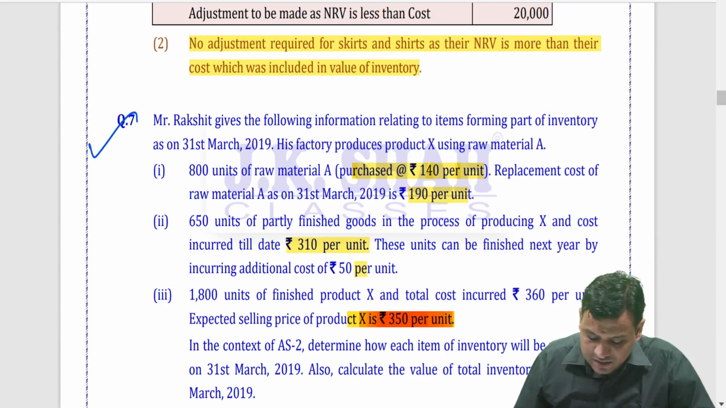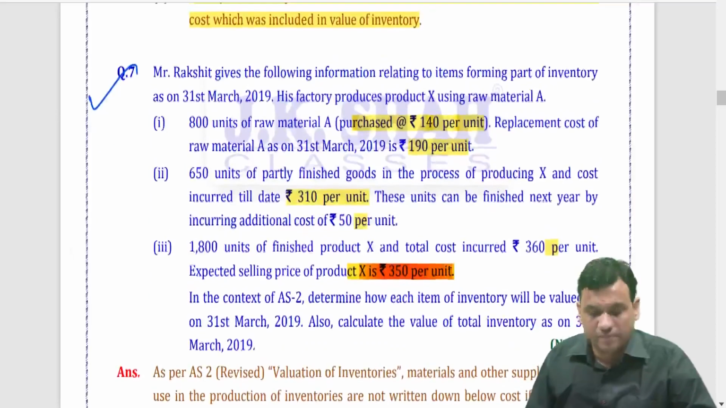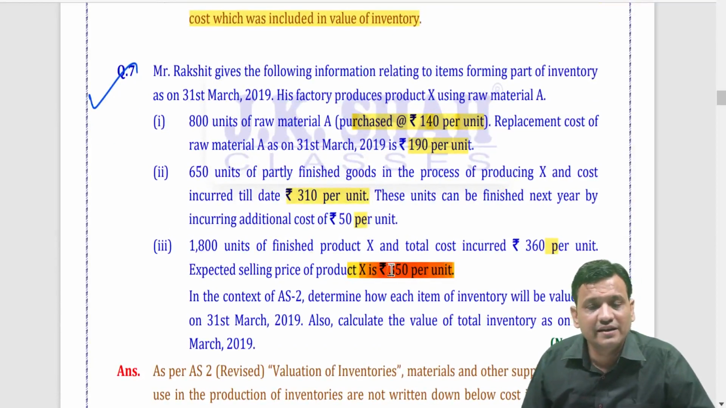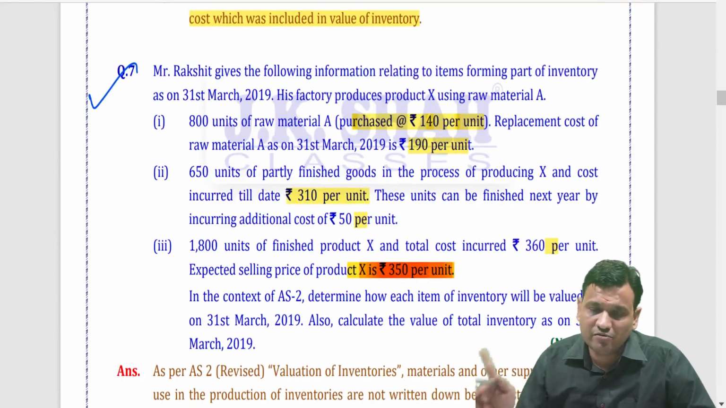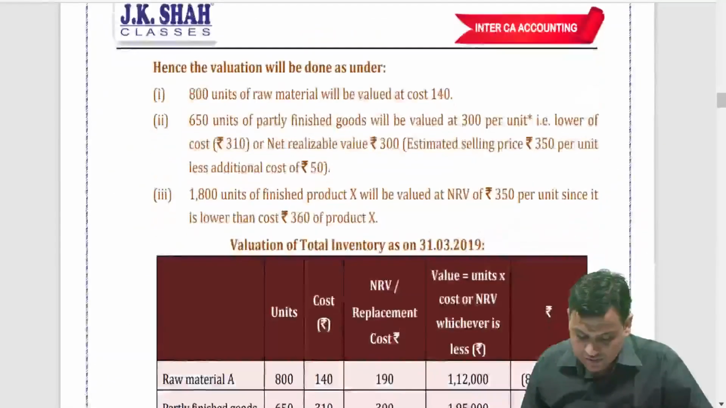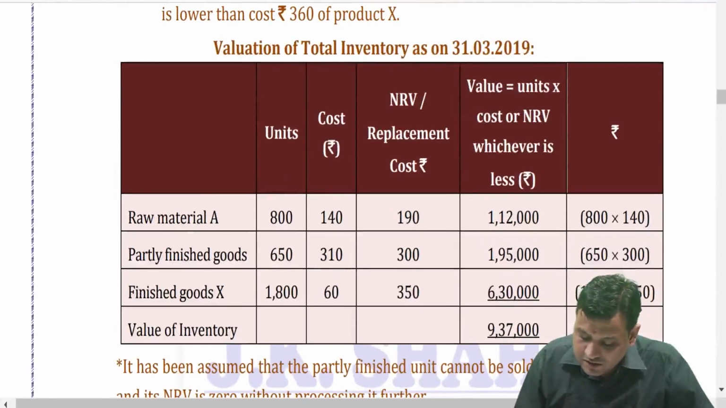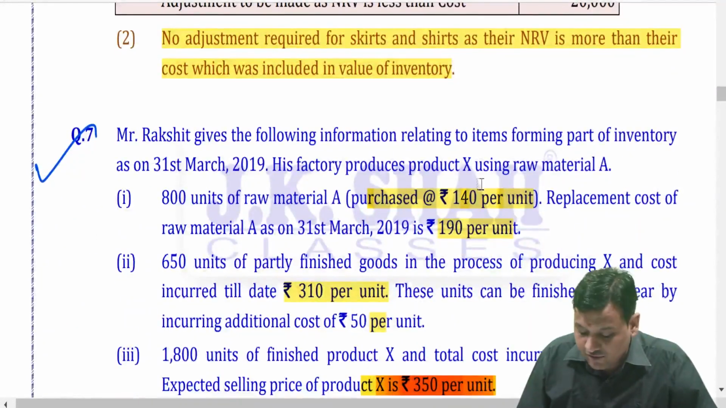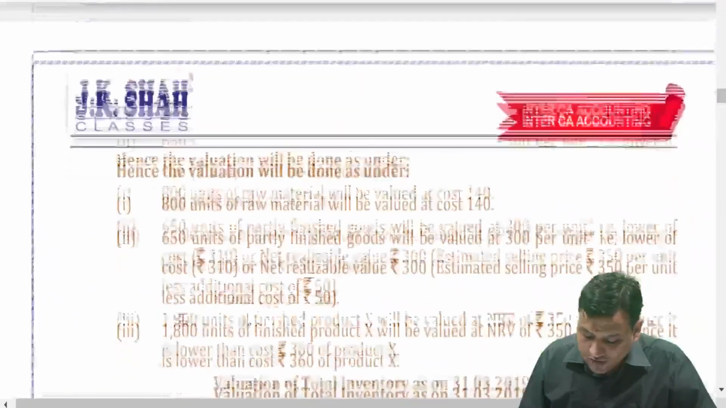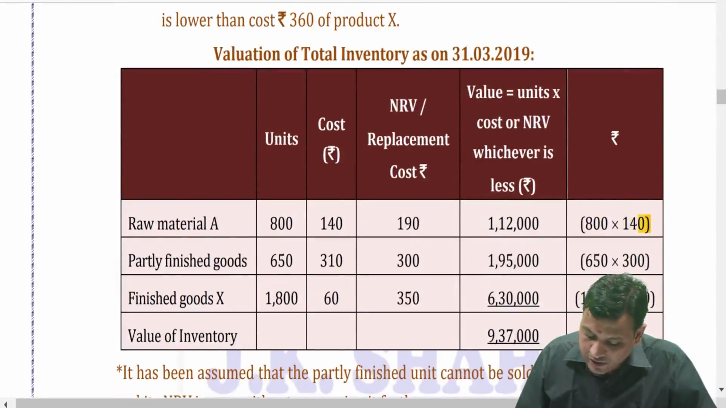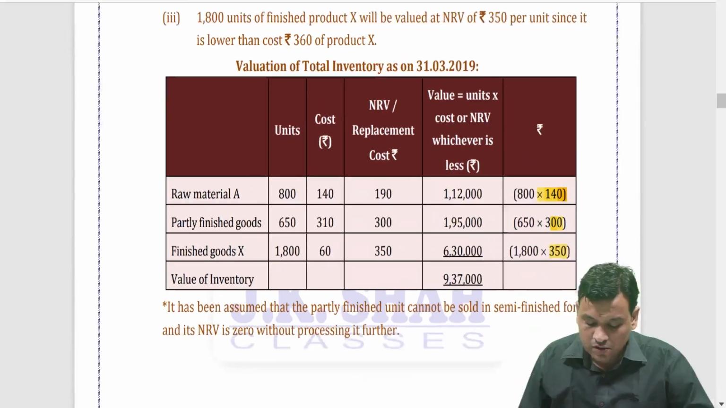And then comes the last, 1800 units, cost incurred is 360. So obviously, it should be valued at 350. So even though finished goods NRV is less than its cost, raw material will be valued at 190 only. Sorry, not at 190, I will not value at 190, I will value it at cost. So raw material will be valued at cost, that is 140, partly finished goods 300, and this will be 350. Yeah, this is how the answer has been made here.